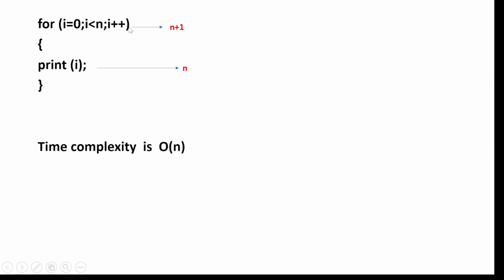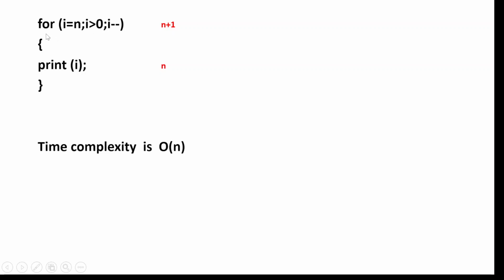So the total number of times the for loop is getting executed is n plus 1 and the number of times the print statement is getting executed is n. So the function f of n will be n plus 1 plus n, that is 2n plus 1, whose highest degree of polynomial is n, hence the time complexity is order of n.